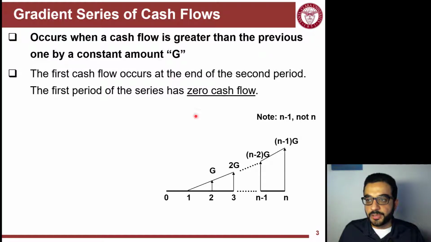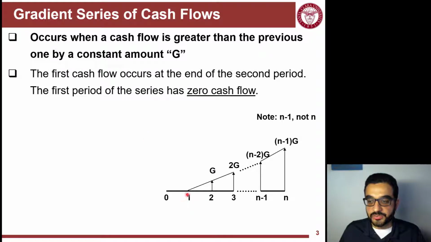Gradient series happen when a cash flow is greater than the previous one. So when you have a series and your value in that series increases linearly. We start here with a value G, and then you start adding the G value over time. This is how it will look, and this is how it's mathematically modeled in the formulas we'll see.